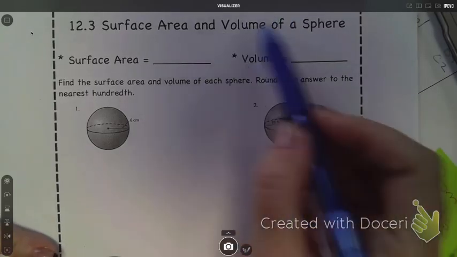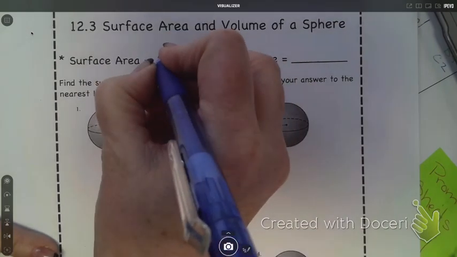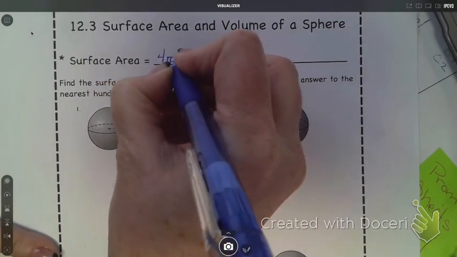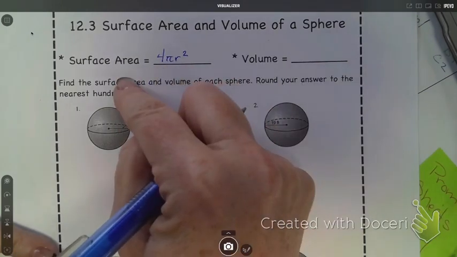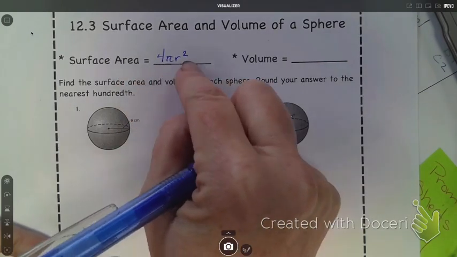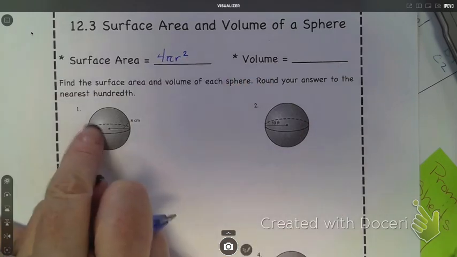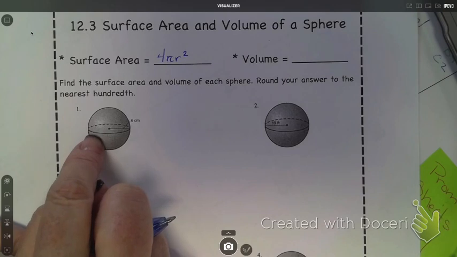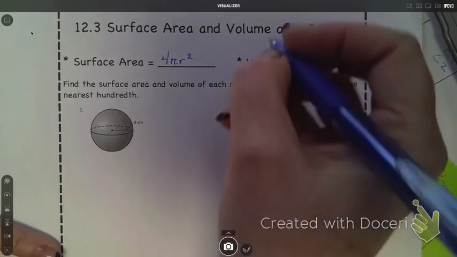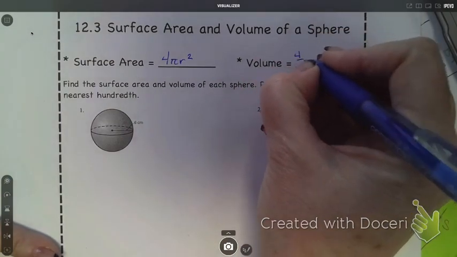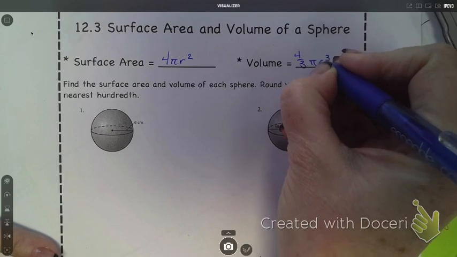So, surface area and volume of a sphere. The surface area of a sphere is 4 pi r squared. Squared makes sense when it's area, yes? Pi r squared is the area of a circle, yes? So you think about it, you have that circle, and then you want all of the circles that come around to make the sphere. Volume is 4/3 pi r cubed.